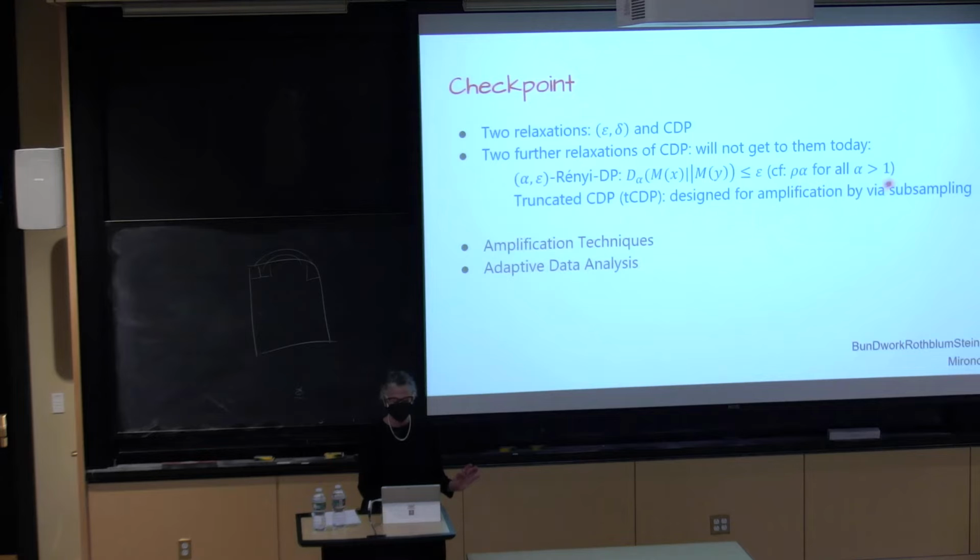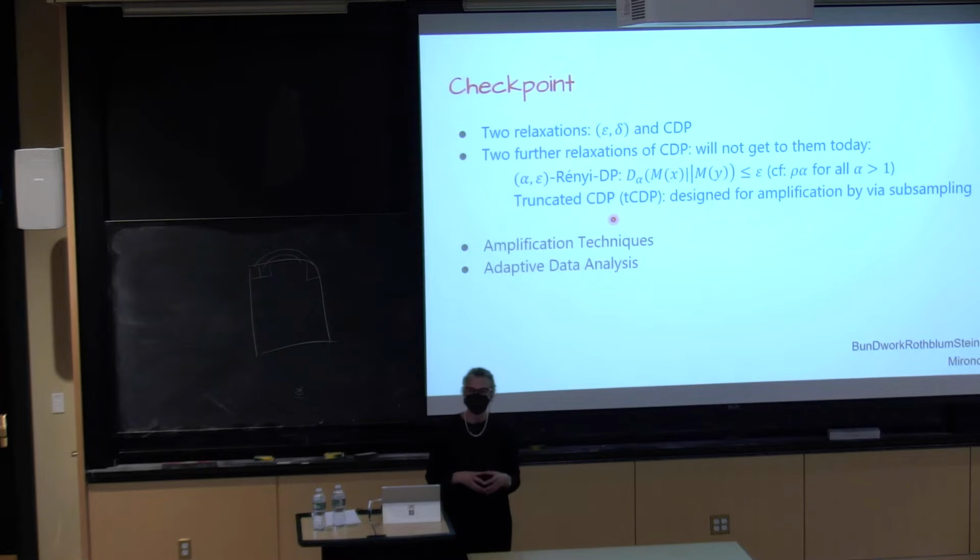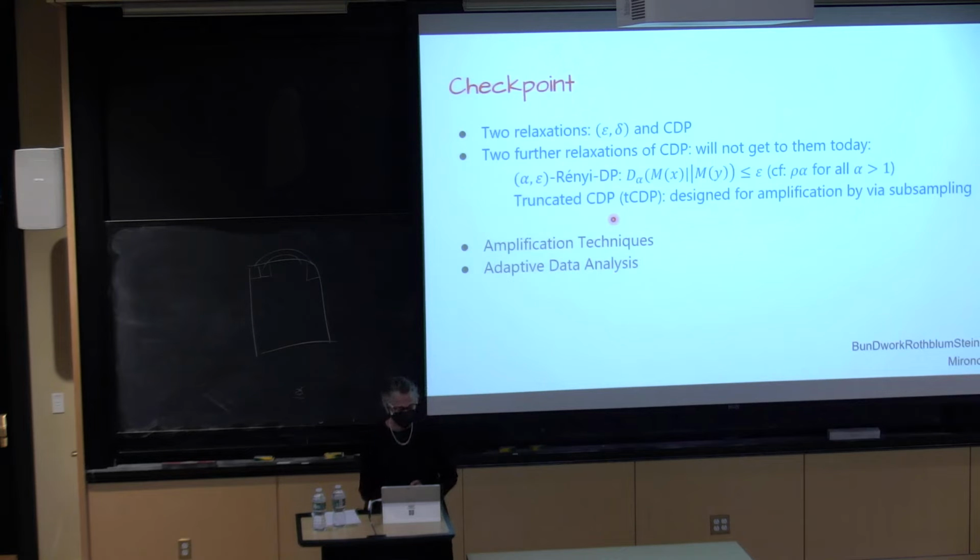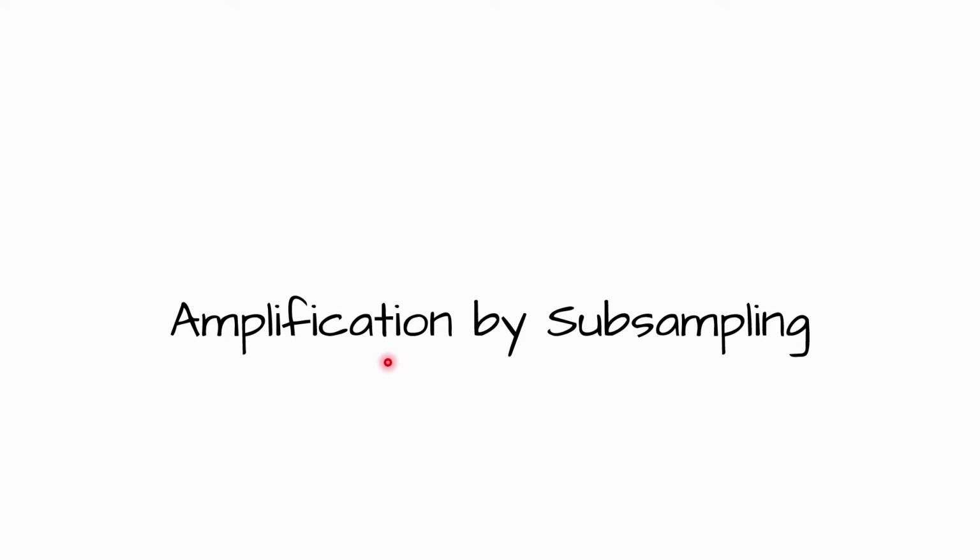Compare that to this condition which CDP had, this bound that CDP had. And the other is so-called truncated CDP. And truncated CDP is designed for something called amplification by sampling, which you haven't seen yet, but you will see on the next slide. But that's all I'm going to say about it. So now we're going to talk about amplification techniques, a couple of those, and if there's time, a few words about adaptive data analysis. So, amplification by subsampling.